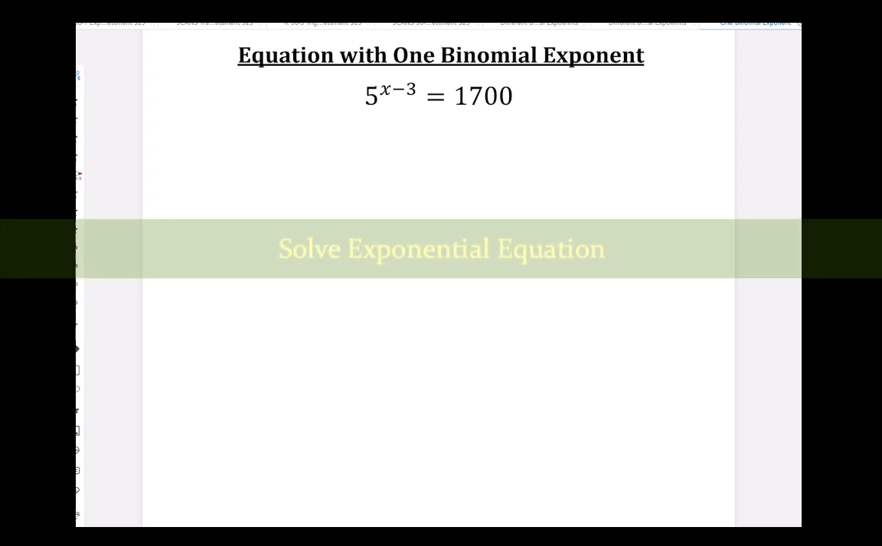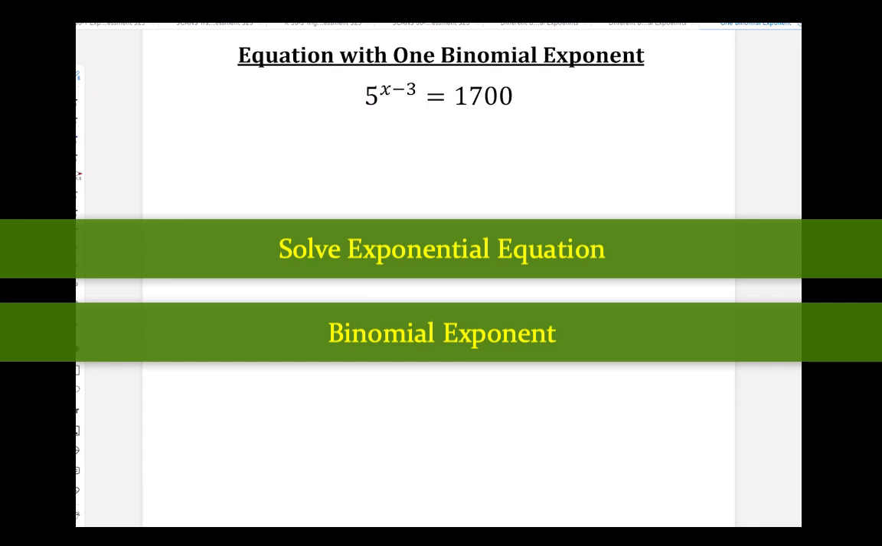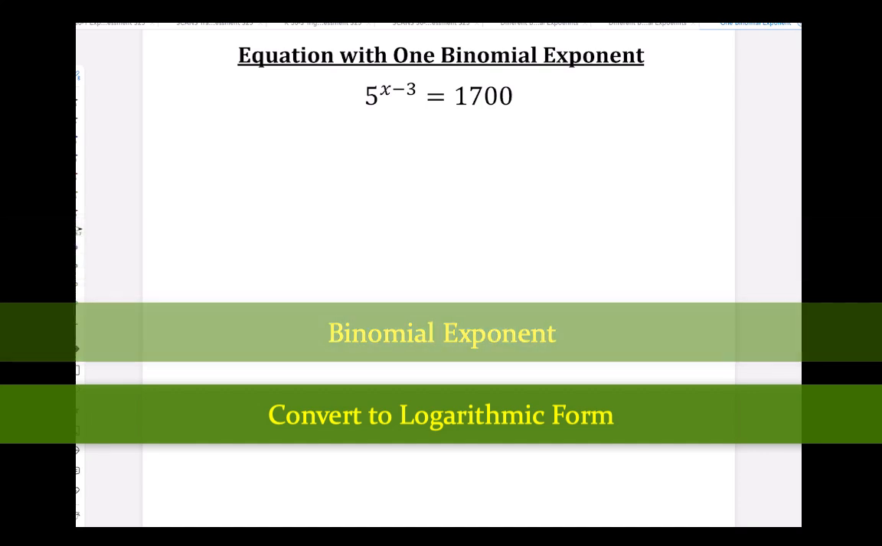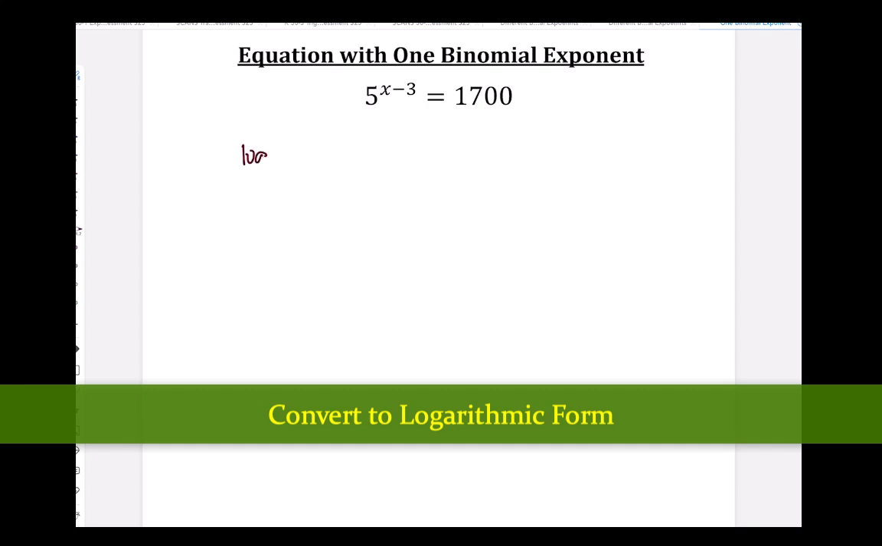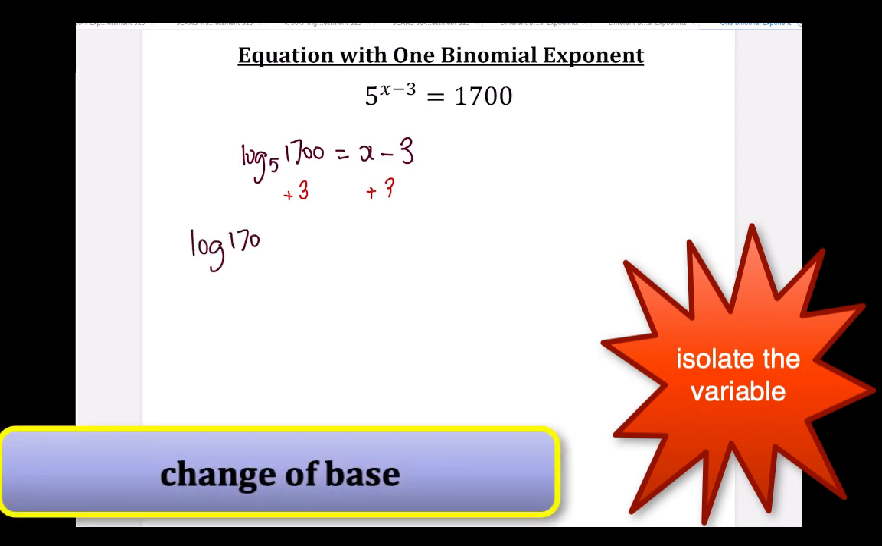Okay, in this particular case, we see that we have a variable in the exponent, and so that automatically tells us a log is going to be needed at some point. Well, we can solve this one quite quickly if we simply convert to logarithmic form. So we see that we have log base 5 of 1700 equals x minus 3. We'll go ahead and add 3 to both sides, and we will convert to a change of base: log 1700 over log 5 plus 3 equals x.